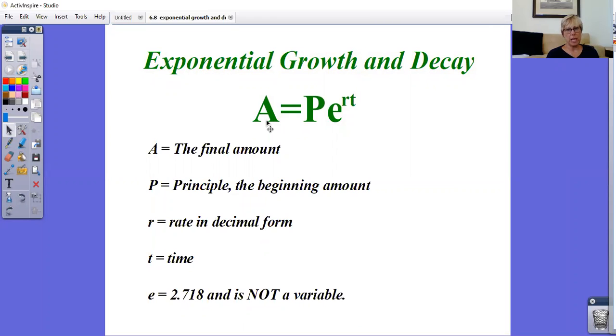I'm going to use the letters A, P, R, and T, 4 variables. A is the final amount. P is principal or the beginning amount. R is our rate, and that's in decimal form, not percent form. And T is our time. Now, e, remember, is Euler's number, or approximately 2.718. It's not a variable. So we have these 4 variables to worry about.